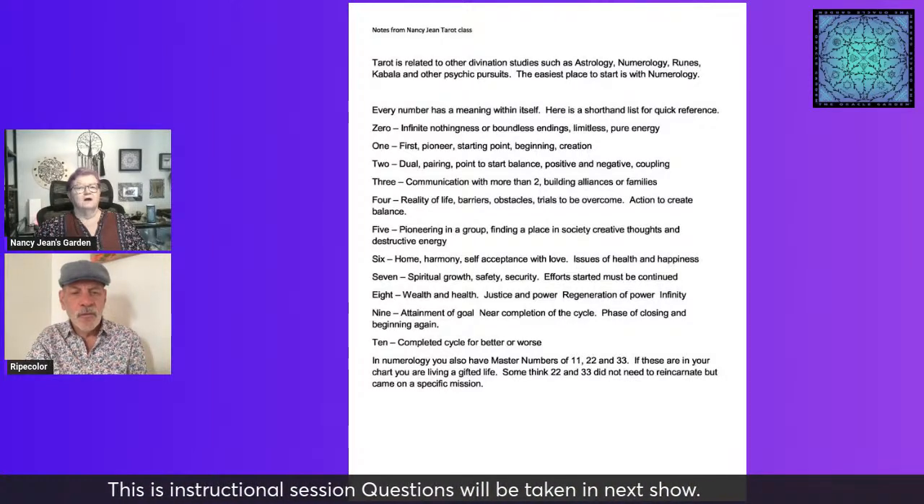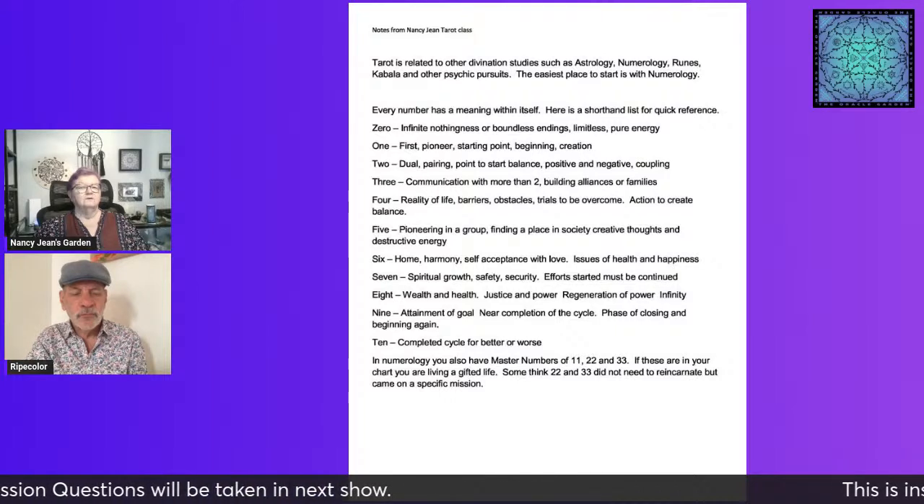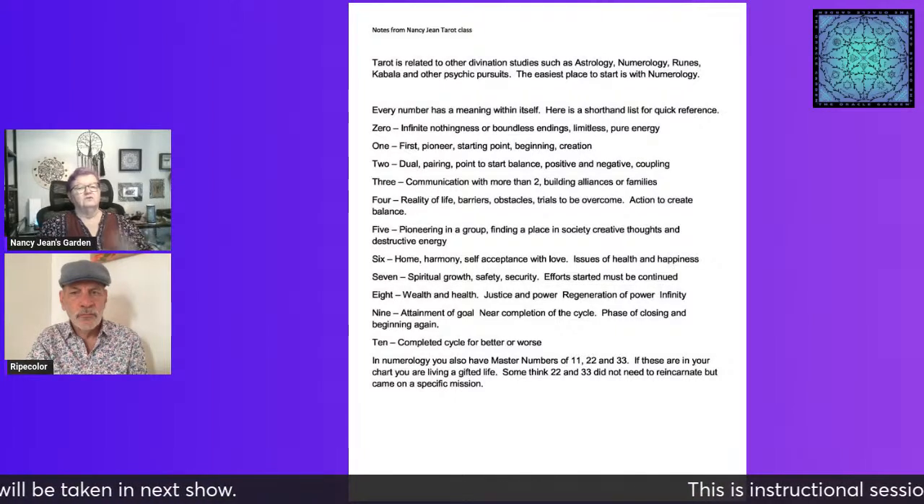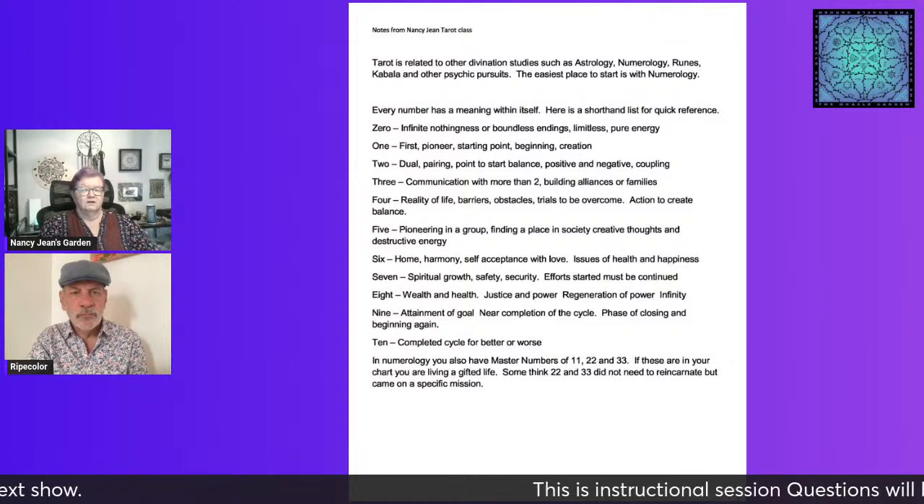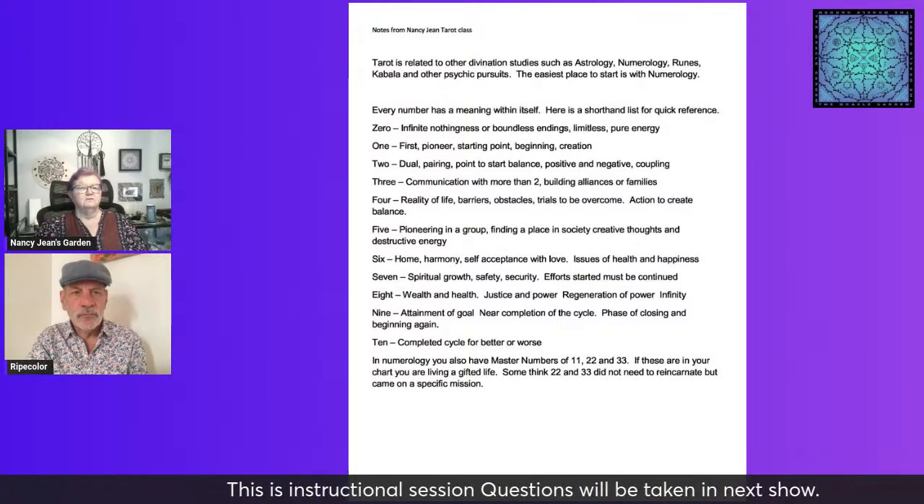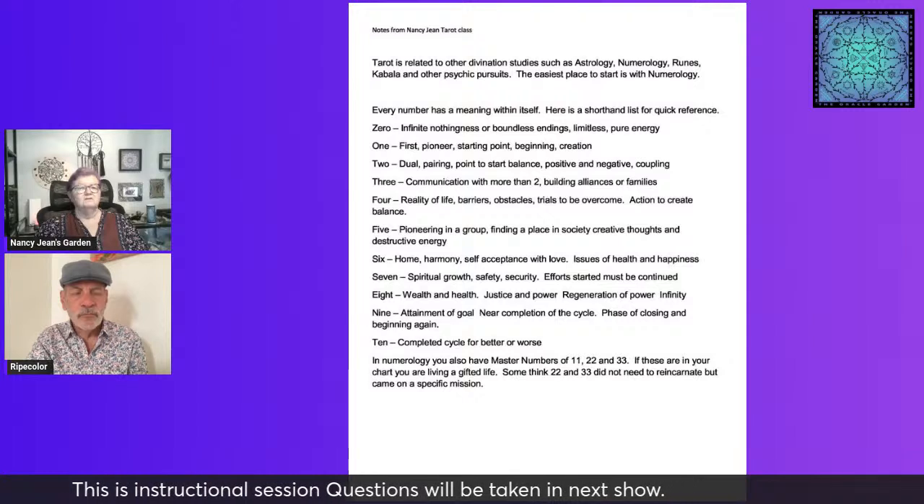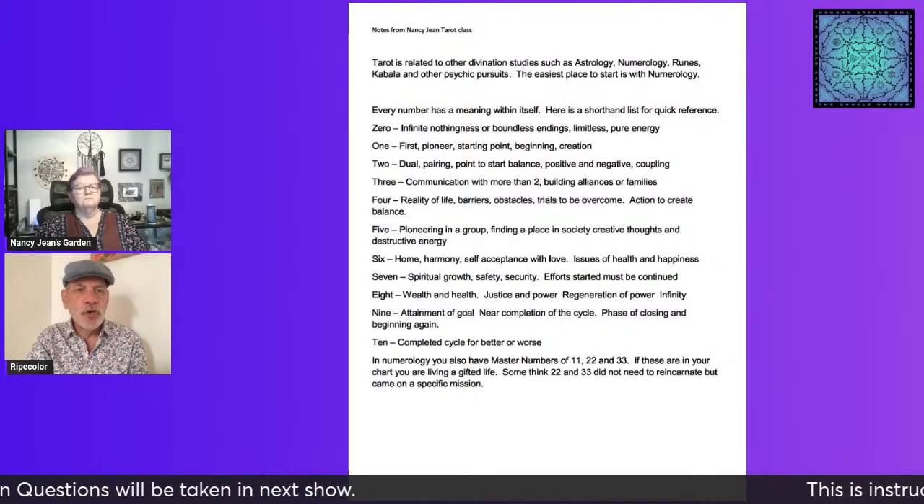Fours try to create balance. When you're dealing with things that are in fours, you're always trying to build a solid foundation so you can have balance. Think of a table or something, or a cube.